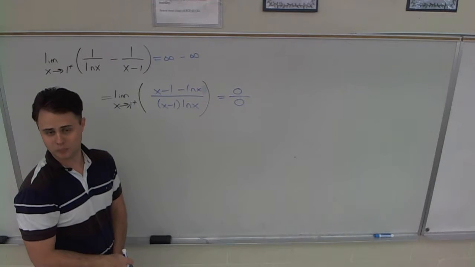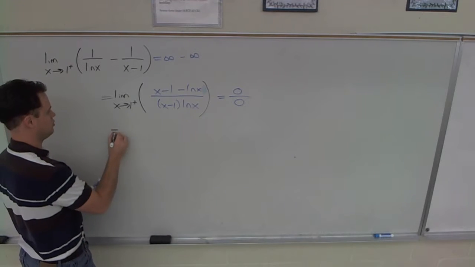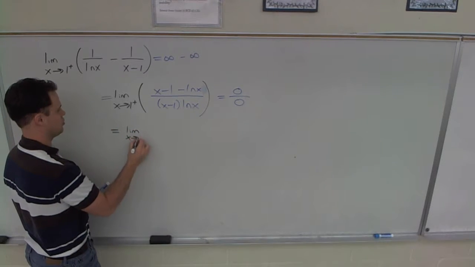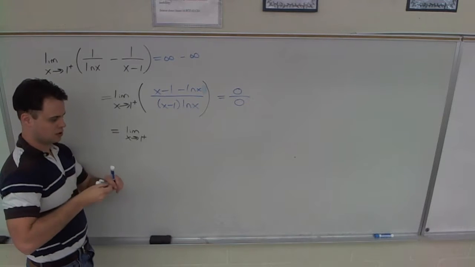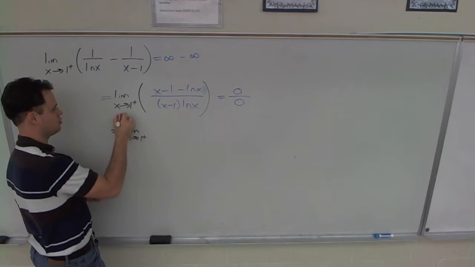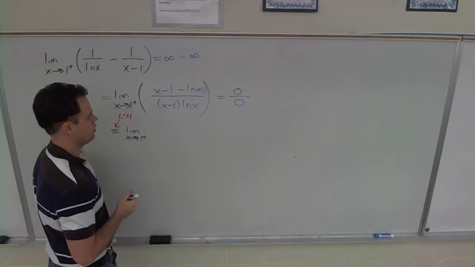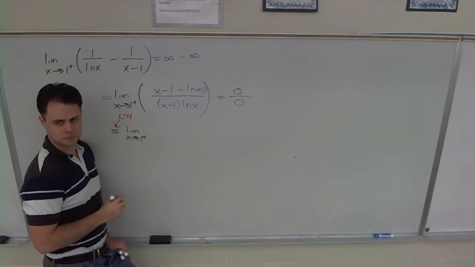Now what can we do? L'Hopital, exactly. So this is going to be equal to the limit as x approaches 1 from the right, due to L'Hopital's rule being allowable because of 0 over 0. And if we L'Hopital the top, what are we going to get?